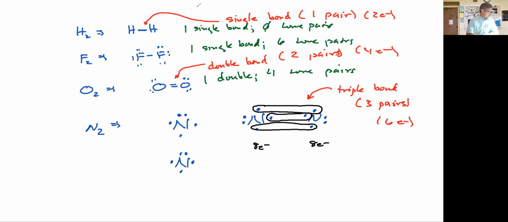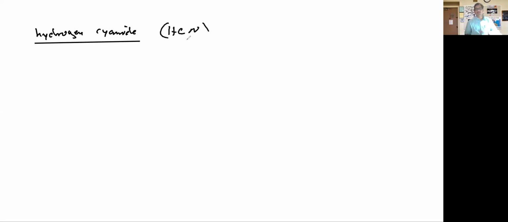Clear this up. Let's take a look at an example here. Let's take a look at another molecular compound, and let's see what we have. Let's take a look at hydrogen cyanide. That's the name of the compound. And let's take a look at the formula for the compound right here. It's going to be HCN. That is the formula for hydrogen cyanide. So let's go ahead and figure out what we have here. Let's draw the pieces first.